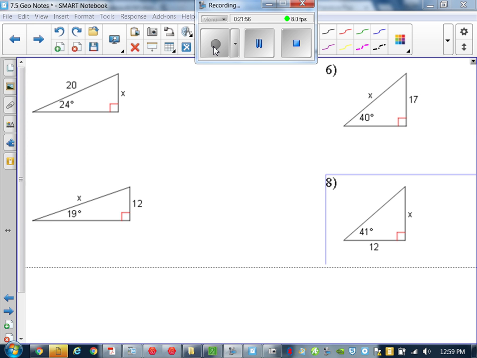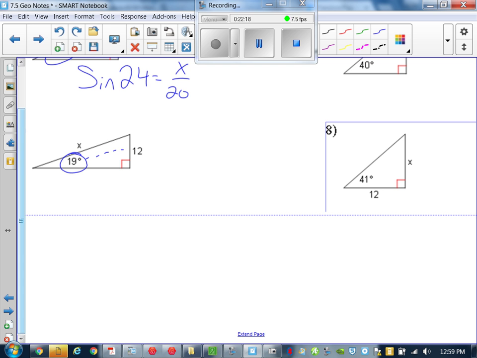First one, what do you use? If you circle it, this is your opposite and hypotenuse. What trig function is opposite over hypotenuse? Sine of 24 is x over 20. That's it. One below it, 19. Circle it. The x value is a what trig function? Sine of 19 is 12 over x. Okay? Because that's what you're solving for.